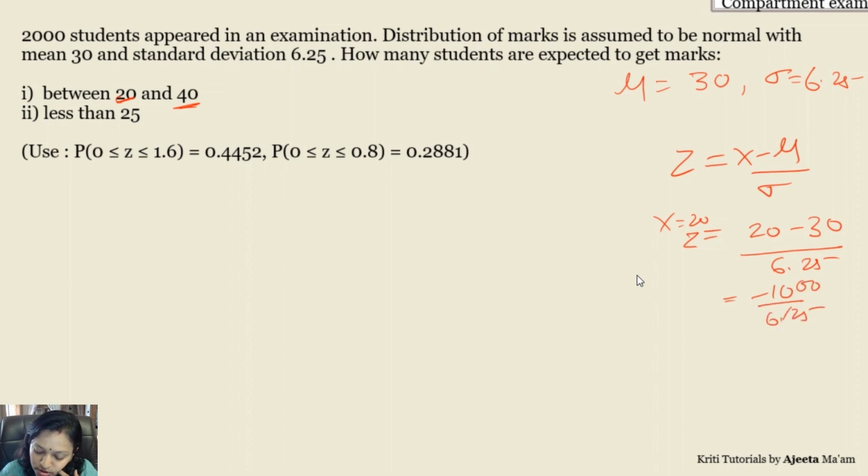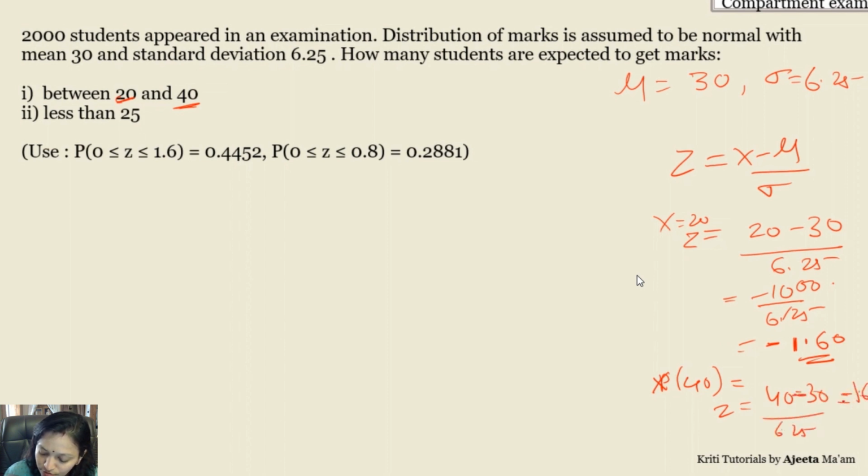So let's move on. Correct? So what do we get here? 40 upon 25 and all. So we get minus 1.60 something, right? Now let's move on for 40. 40 के लिए what do we get? For x is equal to 40, z will be 40 minus 30 upon 6.25. So that will be just positive.